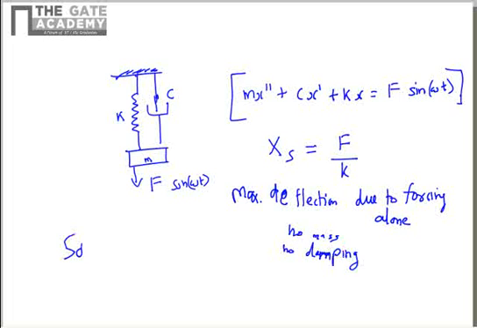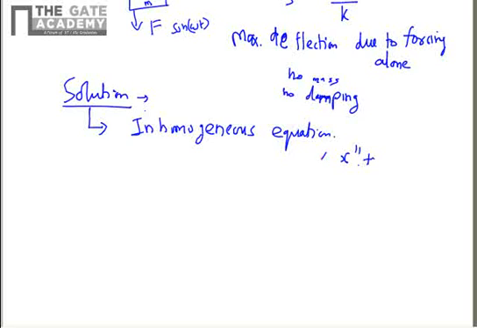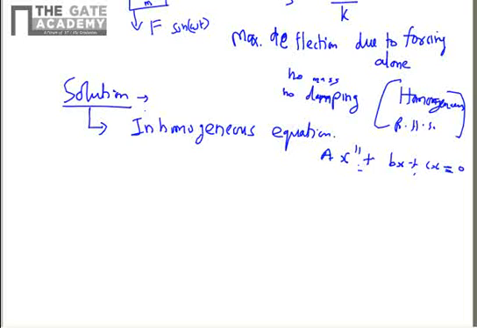Now the solution of the equation of forced damped vibration, that is here, has basically two parts, because this is an inhomogeneous equation. Till now we have considered all homogeneous equations. Homogeneous equations are those where you have ax double dash plus bx dash plus cx, and the right hand side is 0. There is no constant or forcing function on the right hand side. But now we have an inhomogeneous equation, that is mx double dash plus cx dash plus kx equal to F sine omega t.